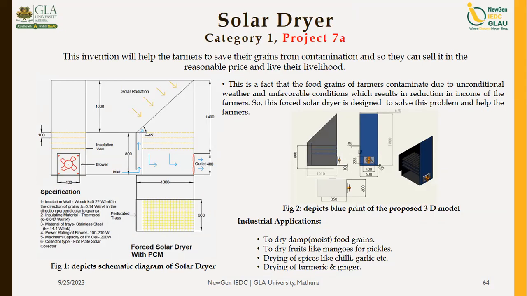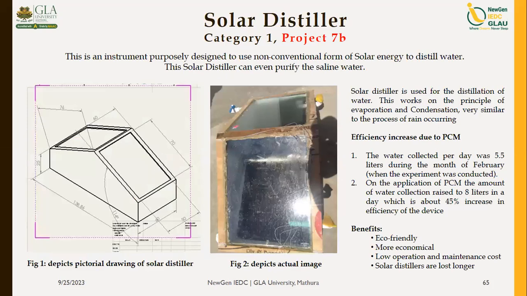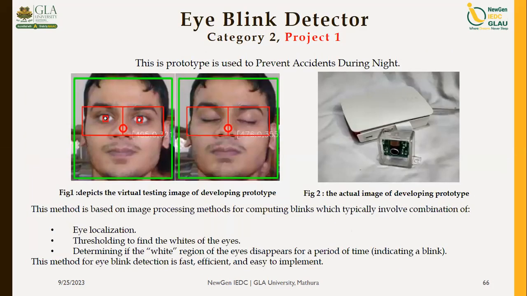For FCIs, this is a big problem. So they may use the solar dryer to maintain the quality of those grains, which may be affected due to climate change, rain, or some other situation. And this is a distiller, a cleaning process. These two prototypes combined are useful for our farmers. This is a very important product.